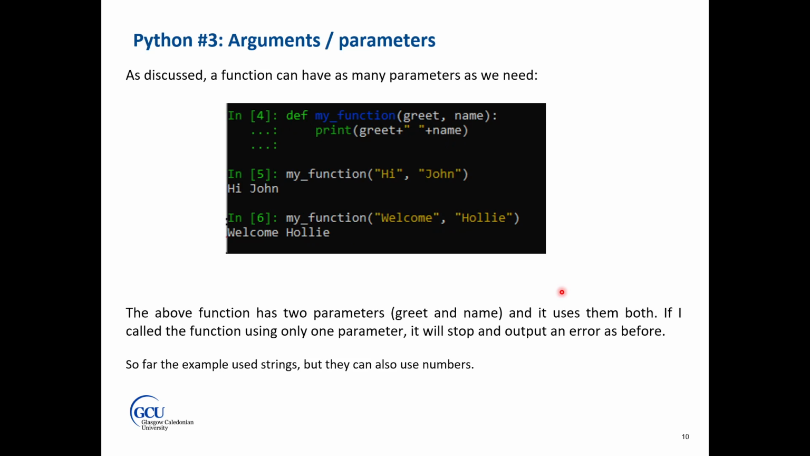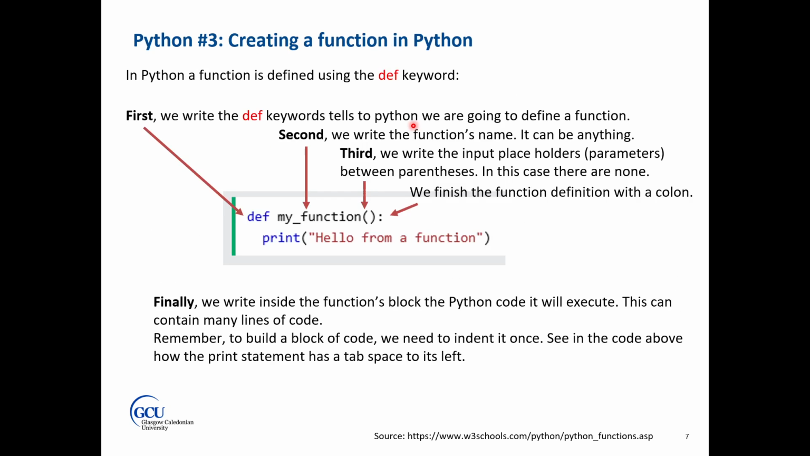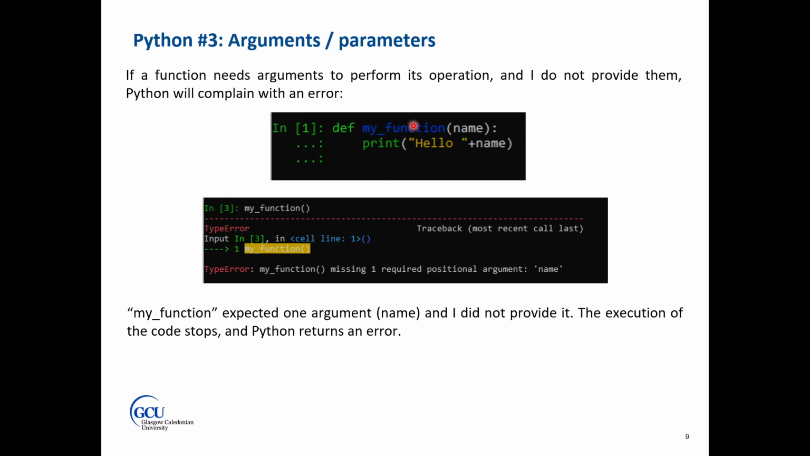And this is an example of using two arguments. So for example, here I have def my function, and it has two arguments, greet and name. And then inside the function it's going to print greet, blank space, name. So if I invoke this function with hi John, it's going to print hi John. But if I invoke this function with hello Holly, it's going to print hello Holly. So you can see that I can put as many parameters as I want. Here it has 2, for example. Here there were 0, here there are 2.